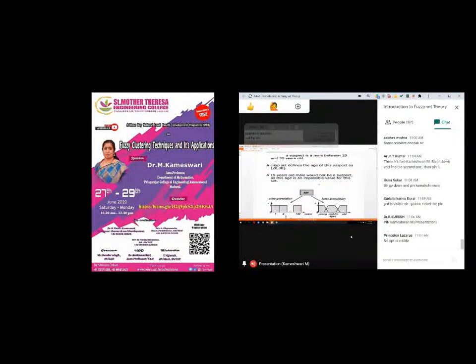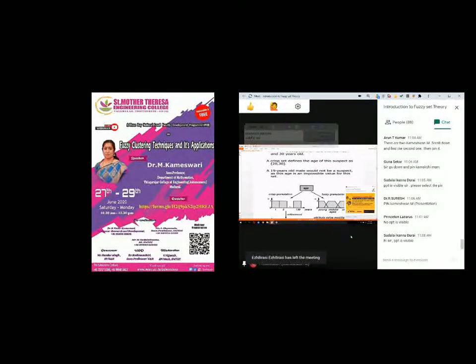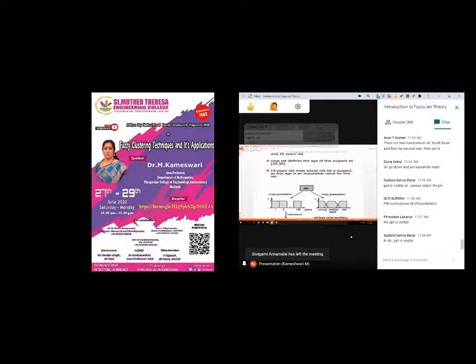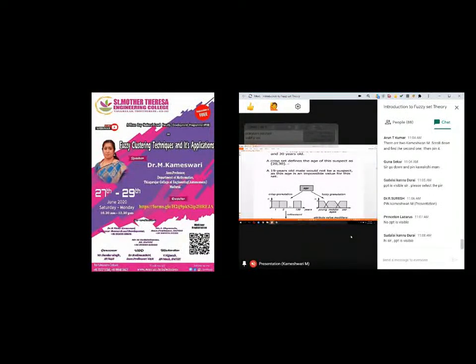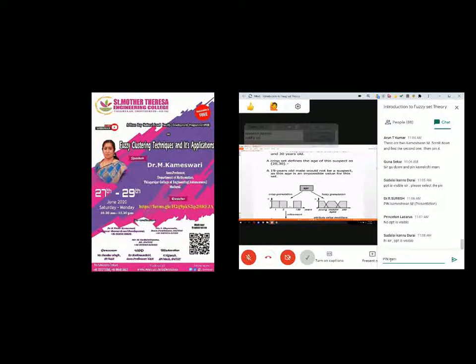A suspect is a male between 20 and 30 years old. This is the information. A crisp set defines the age of this suspect as being in the interval 20 to 30. What about a 19-year-old? A 19-year-old male would not be a suspect in this case with respect to the crisp theoretical background, and it is an impossible value to get into this 20 to 30.